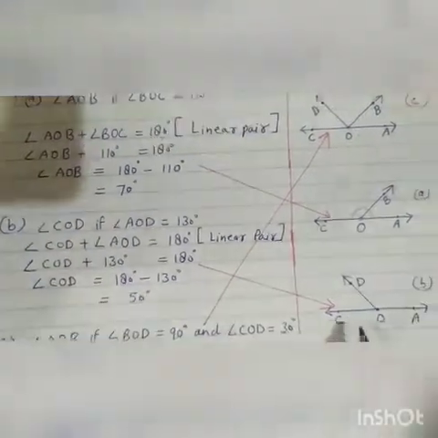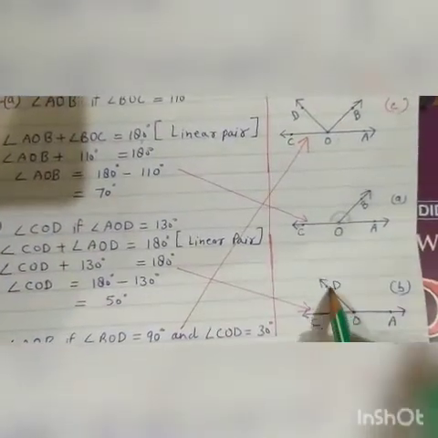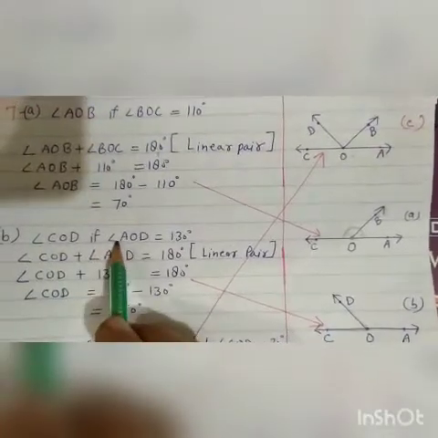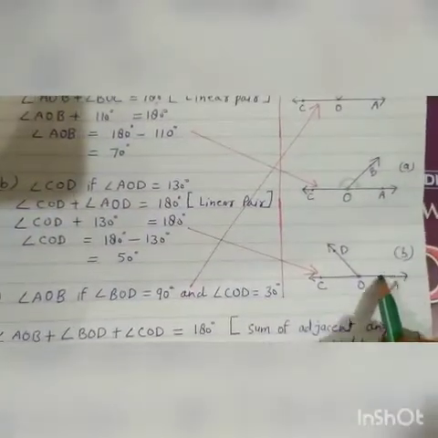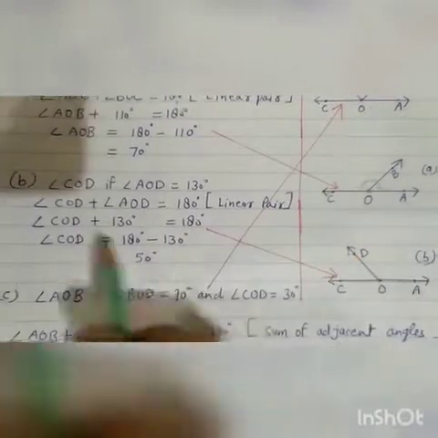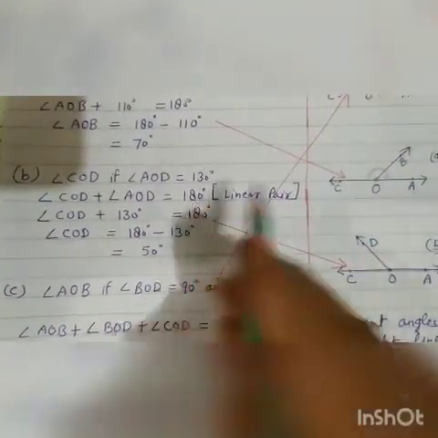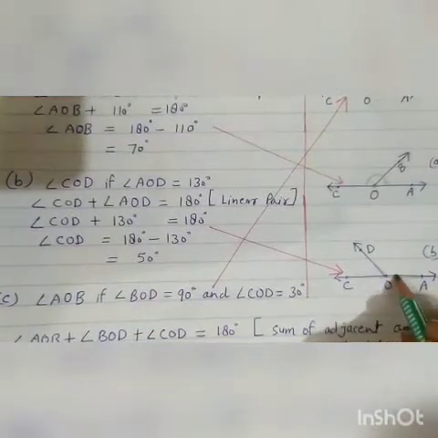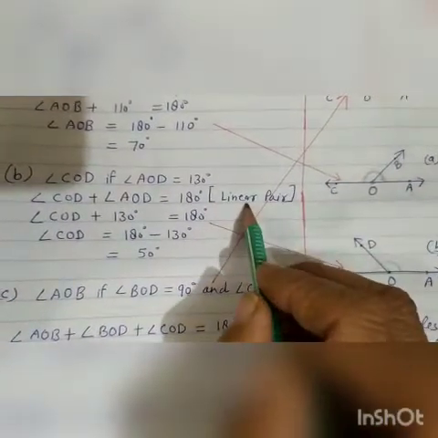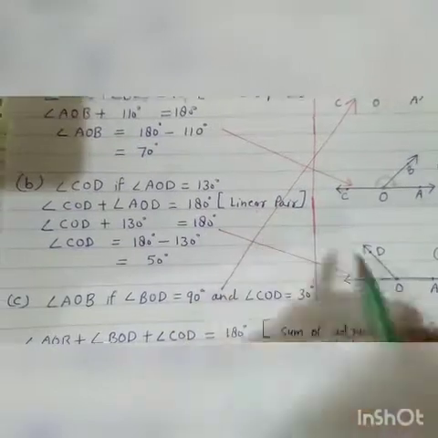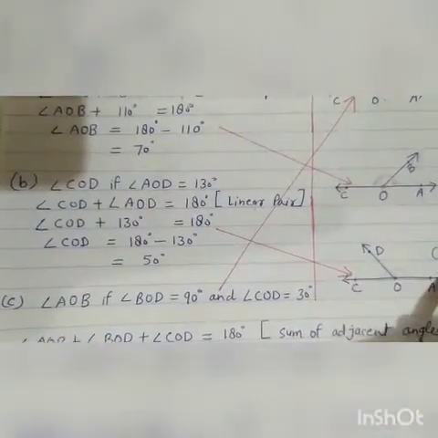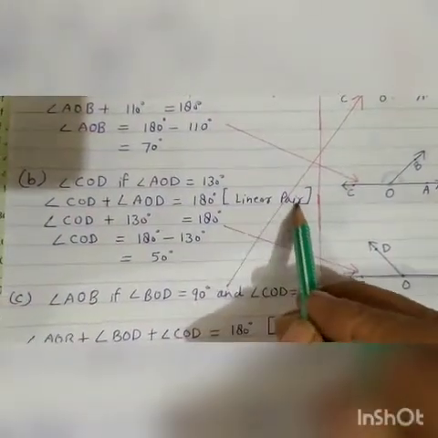So this is angle COD, and this is angle AOD. So angle COD plus angle AOD equals 180 degrees. Again they are forming a linear pair. Linear means straight line, pair means two angles. So these two angles are forming a straight line, so we will write here linear pair.